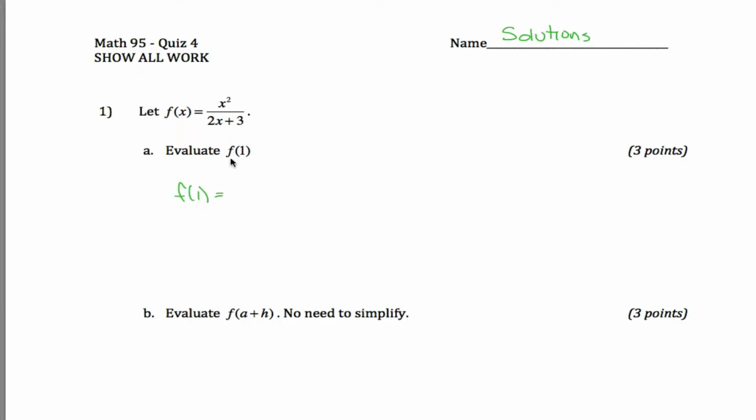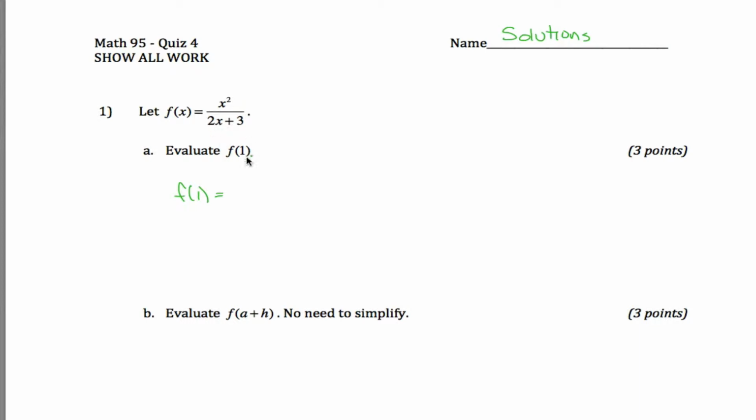Really the challenge here is understanding what this question means, what they're asking you to do here. Basically, if you think about this function as a machine, they're asking you what would come out of this machine if you put 1 into it. And this little rule up here tells us what comes out of the machine if you put x into it. It says x squared over 2x plus 3 would come out.